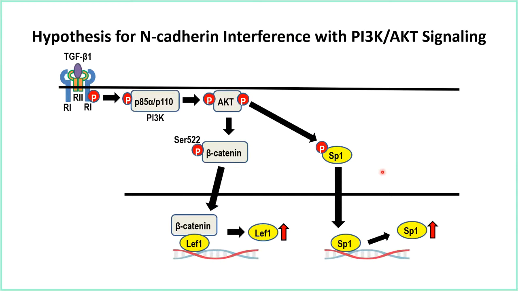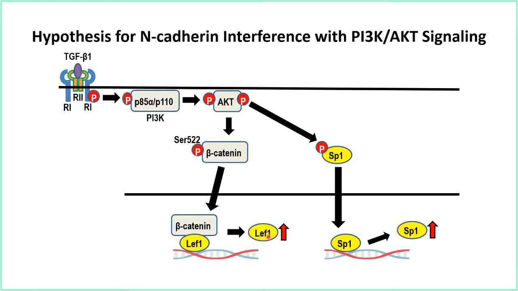So, what are the signaling pathways that can cause this? Certainly, Wnt signaling can be one, but the proteomic analysis also pointed us towards the PI3 kinase AKT pathway specifically. So we hypothesized that this pathway can in fact be a key element in N-cadherin regulation because it can activate both SP1 dependent genes and Wnt signaling dependent genes by non-canonical stabilization of beta-catenin.